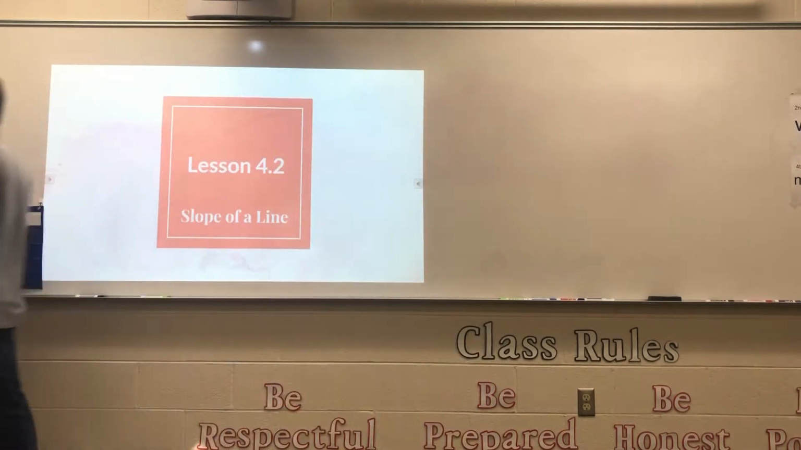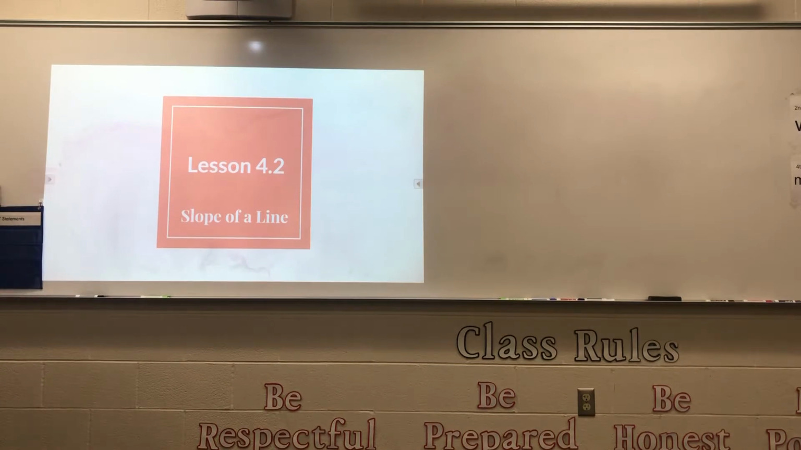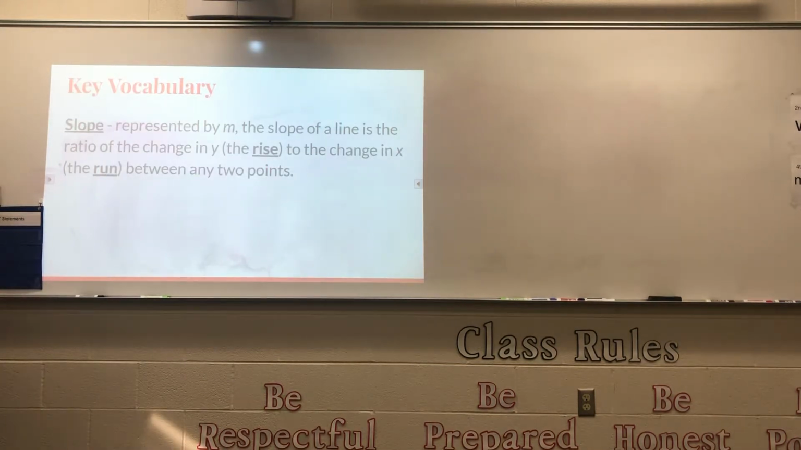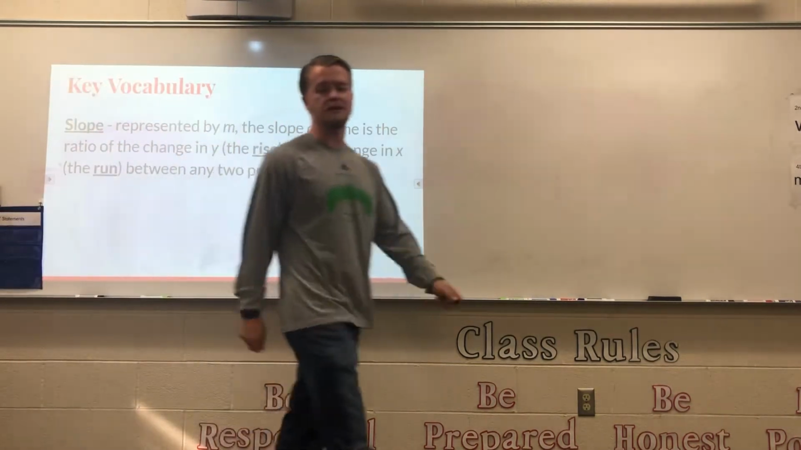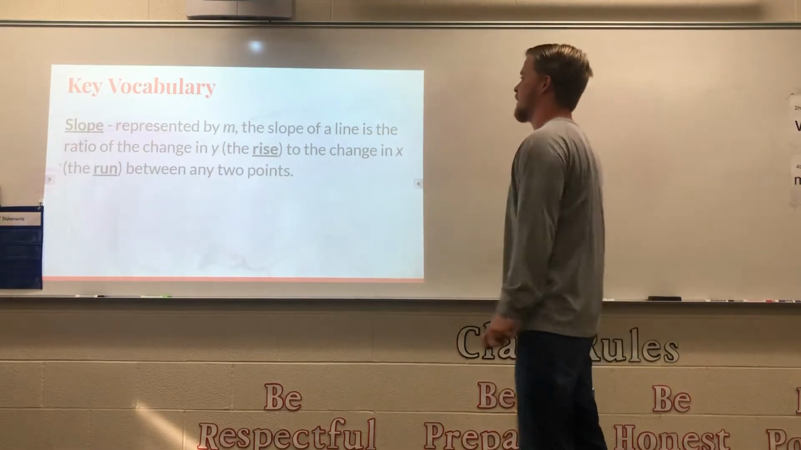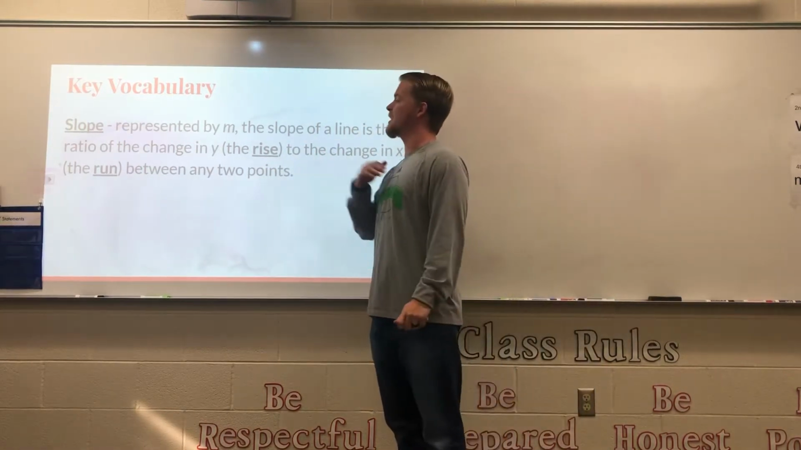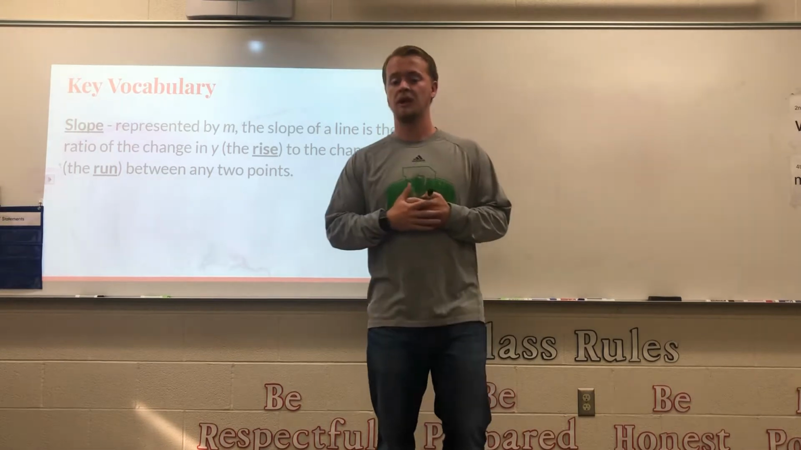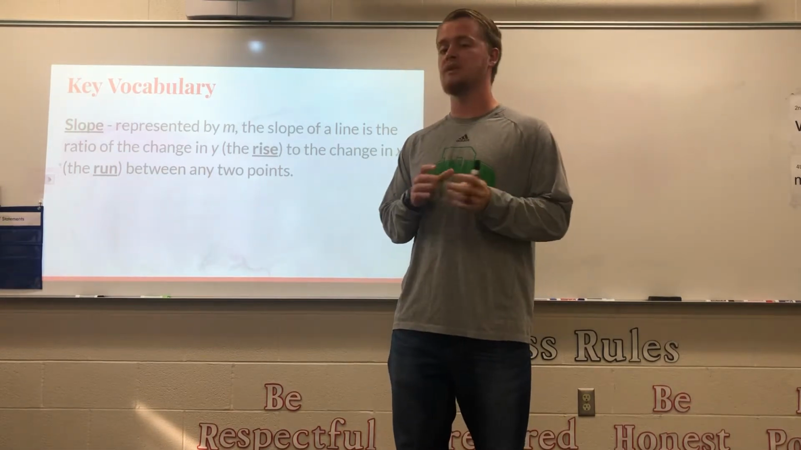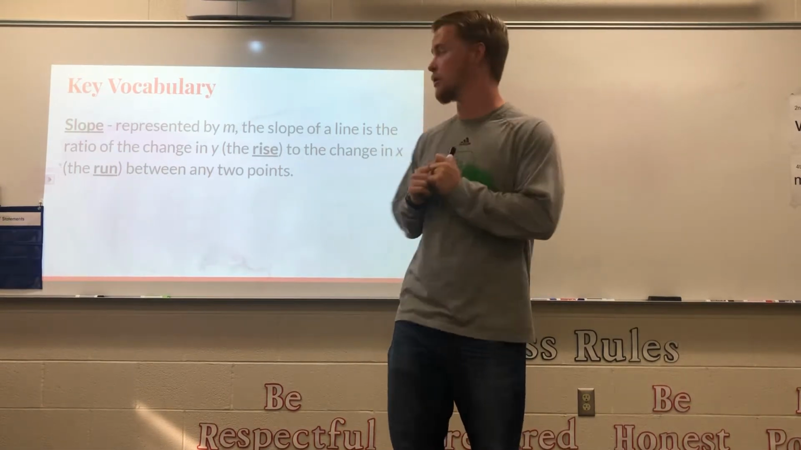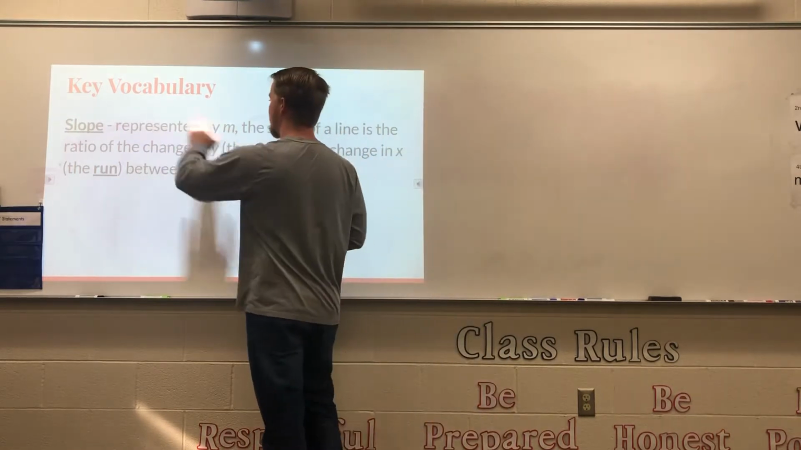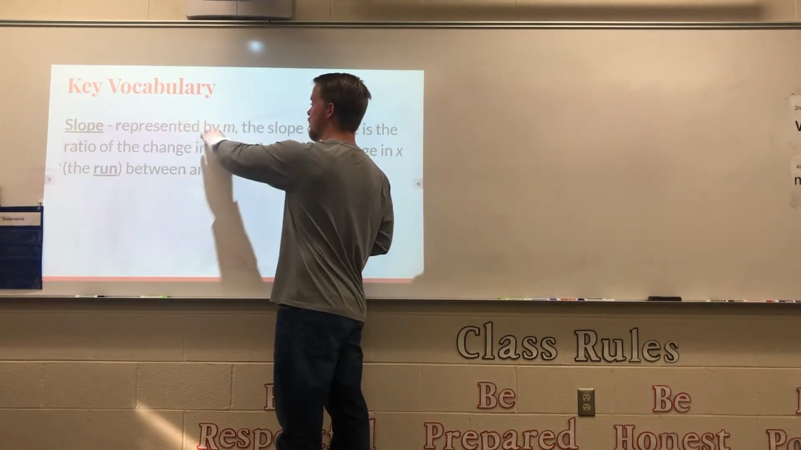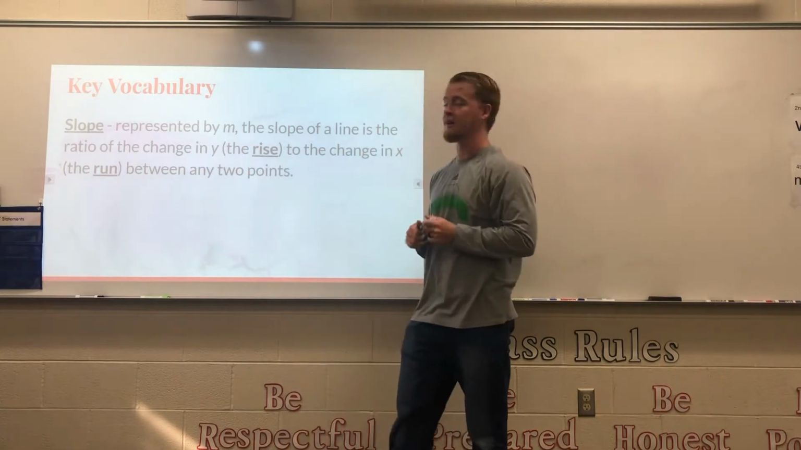So first, in order to know how to find slope of a line, we have to know what slope is. So this is your slope definition. Slope is represented by m. Whenever you see the variable m, you're going to think that is slope. Slope is represented by the letter m.